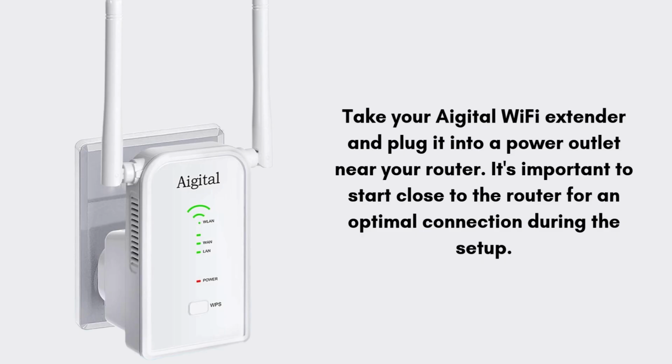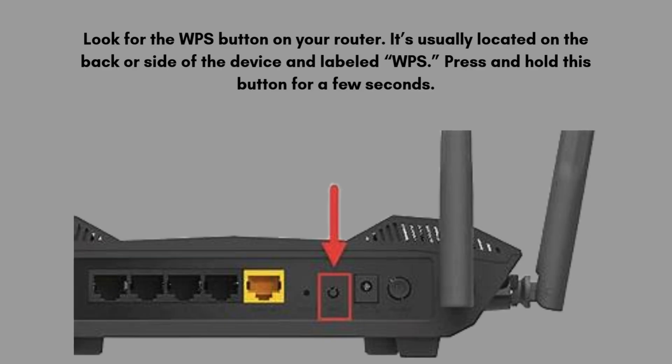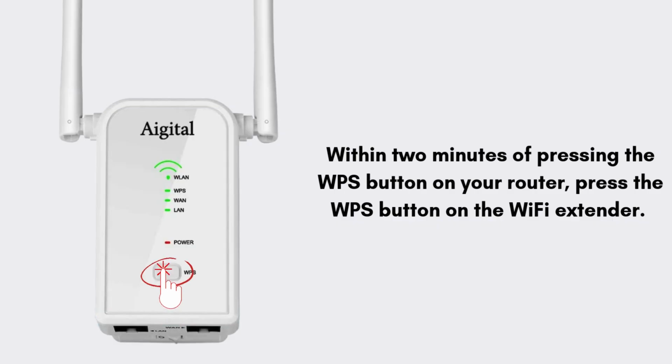Firstly, take your Aigital Wi-Fi extender and plug it into a power outlet near your router. It's important to start close to the router for an optimal connection during the setup. Look for the WPS button on your router. It's usually located on the back or side of the device and labeled WPS. Press and hold this button for a few seconds. Within 2 minutes of pressing the WPS button on your router, press the WPS button on the Wi-Fi extender.